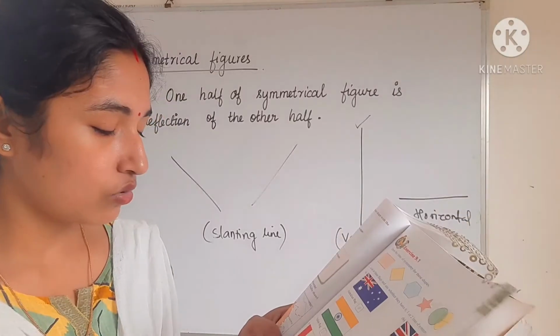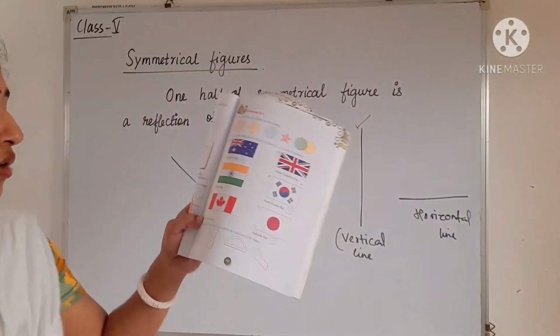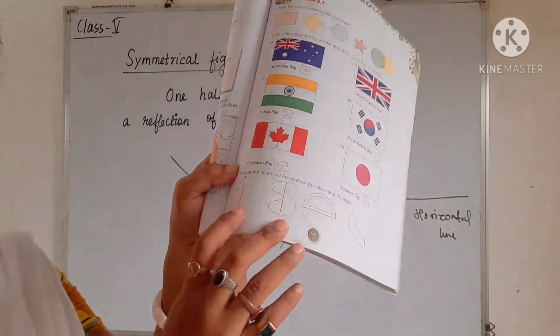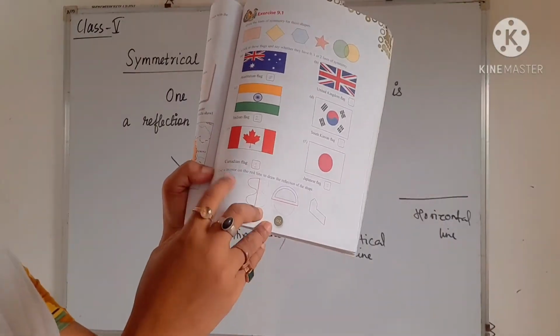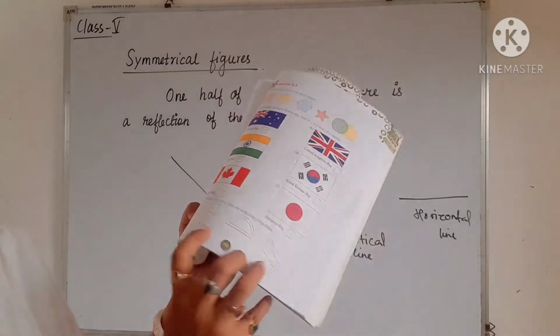Next is number 3. Use a mirror on the red line to draw the reflection of the shape. So you have to draw the other part. See, I have done it. So you have to draw it in the book itself. So just complete this one.